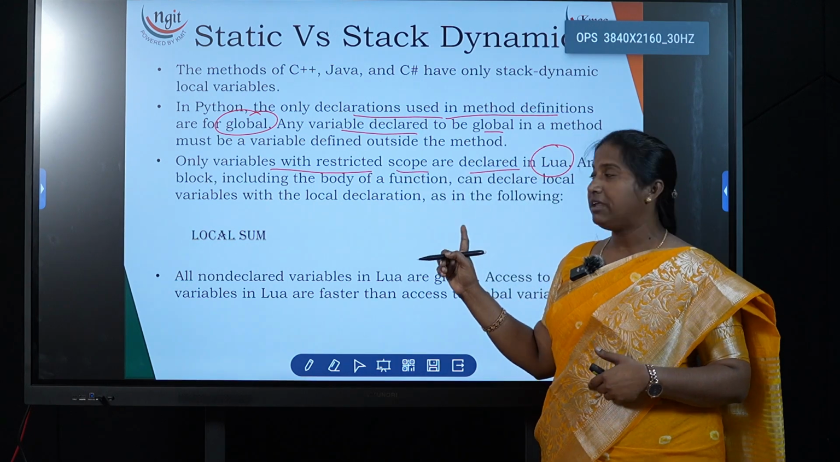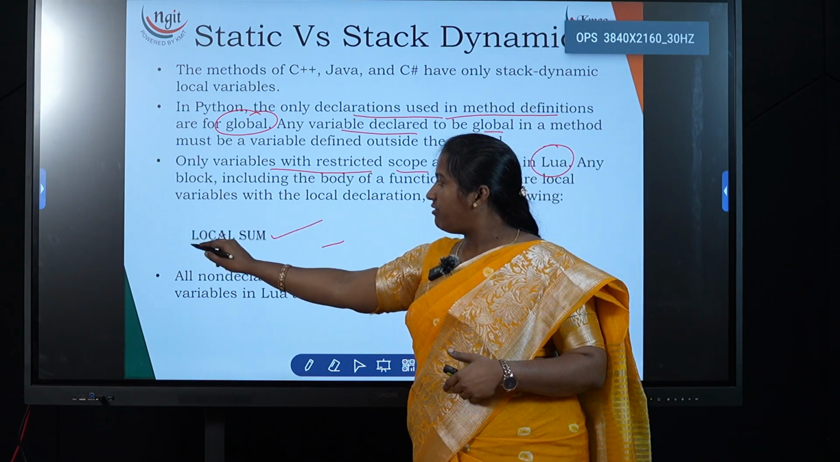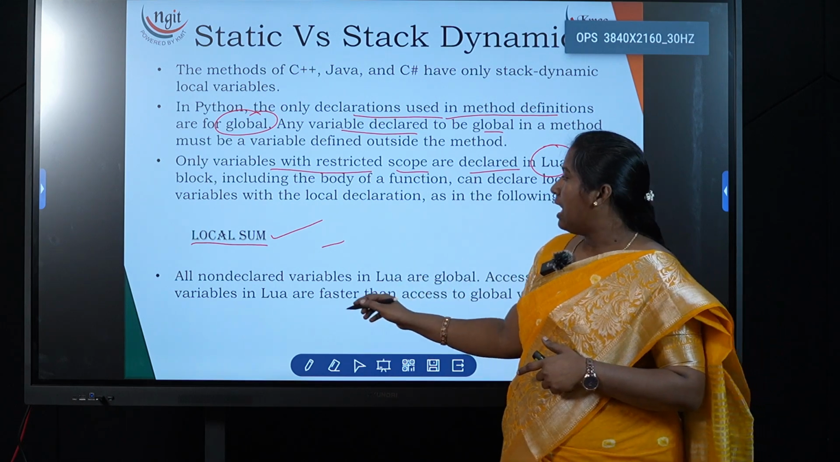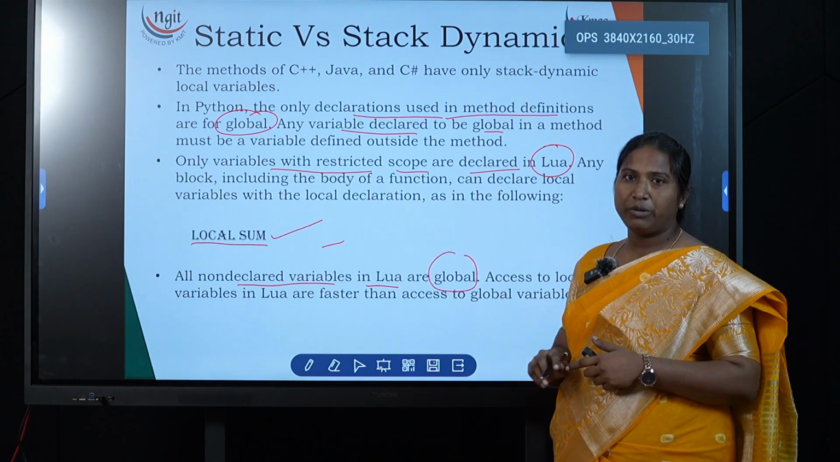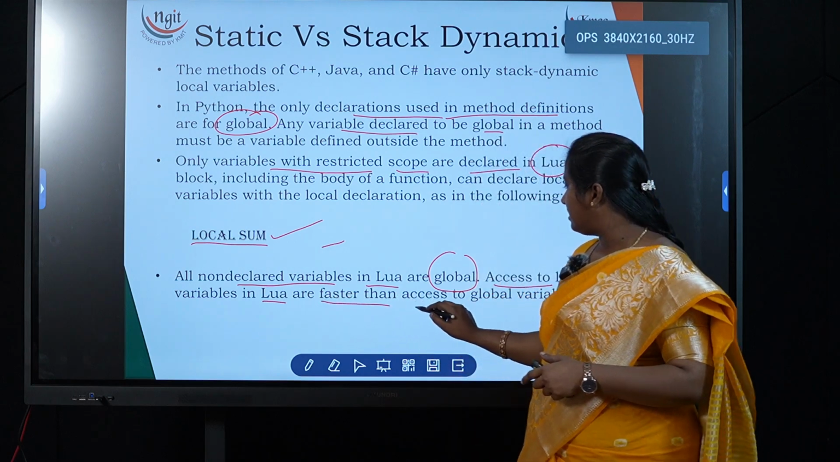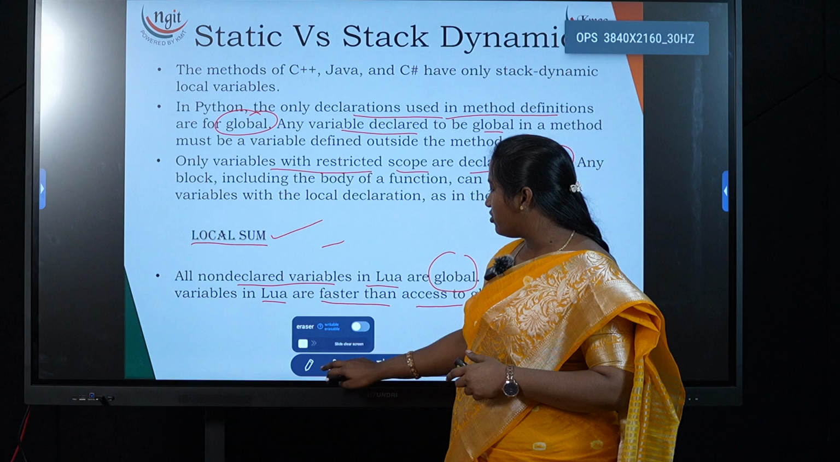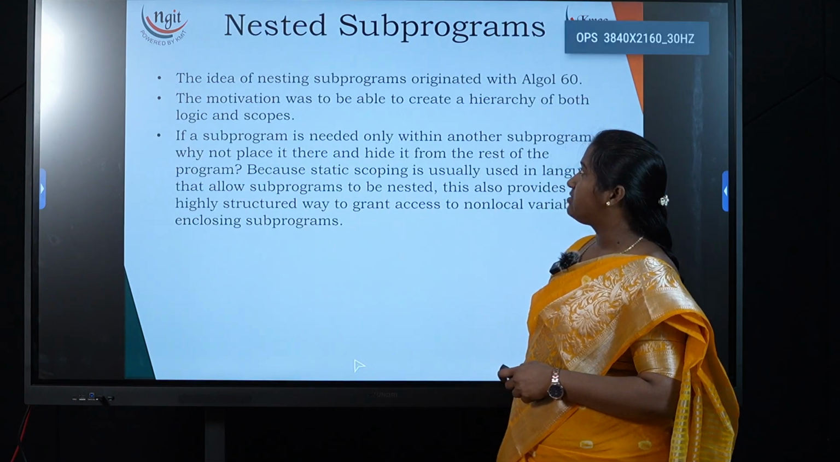Lua is a programming language, and the variable declarations in Lua follow this type of code. Local sum. All non-declared variables in Lua are global. Access to local variables in Lua is faster than access to global variables. So these are various kinds of programming languages which support different kinds of local variable strategies.